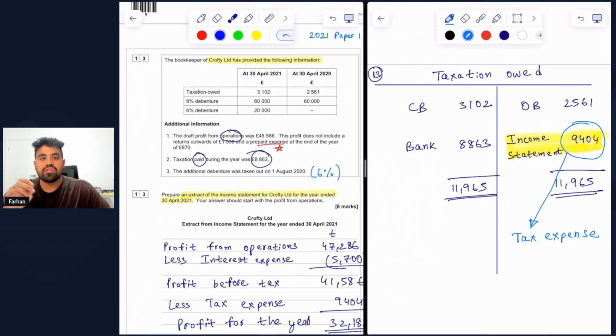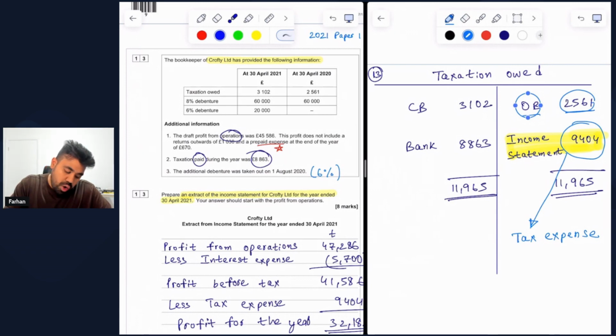And because we understand the taxation owed refers to liability, and given that we know that liabilities always have an opening balance on the credit side of the T account, we are using the opening balance for taxation owed, which is £2,561, and showing it on the credit side of the T account. Now, where did we get this £2,561 from?